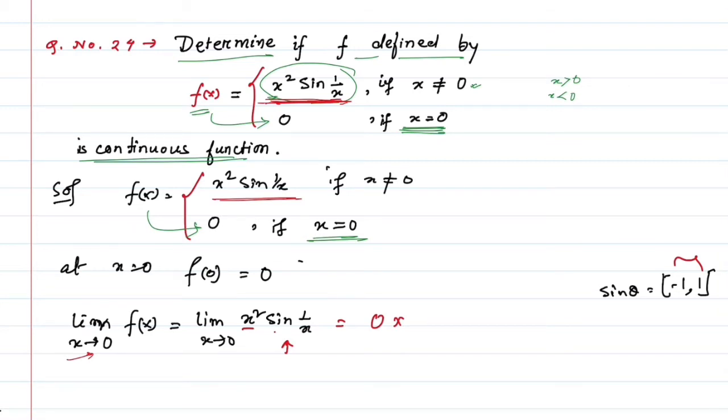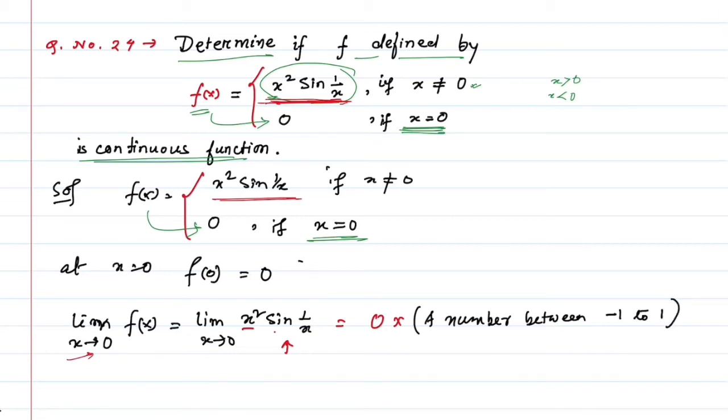Now here you can see you will get something, a number between -1 to +1. Okay, that's going to be equal to 0.